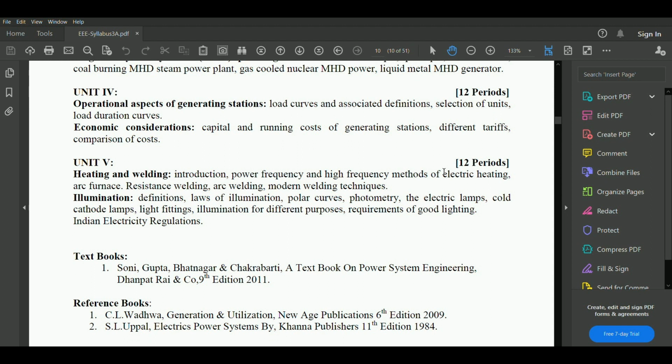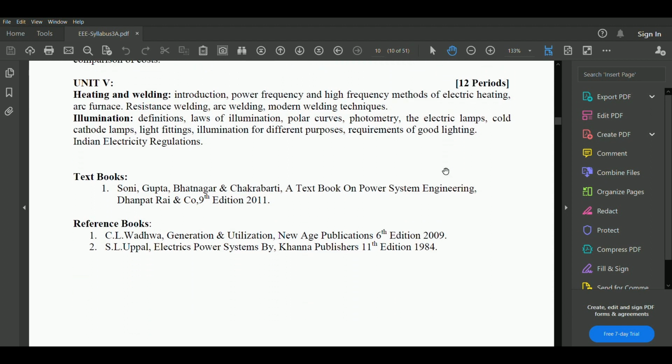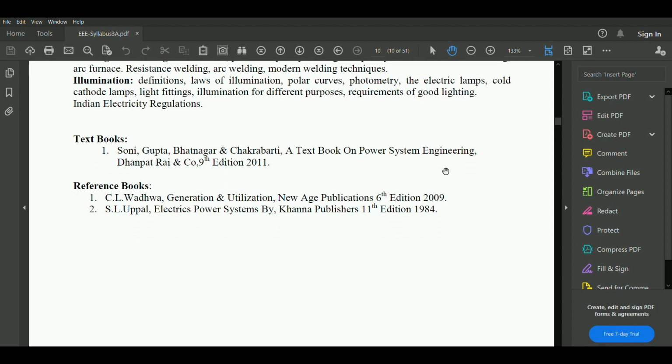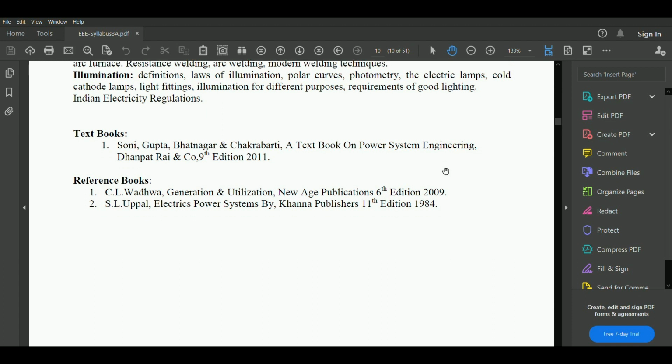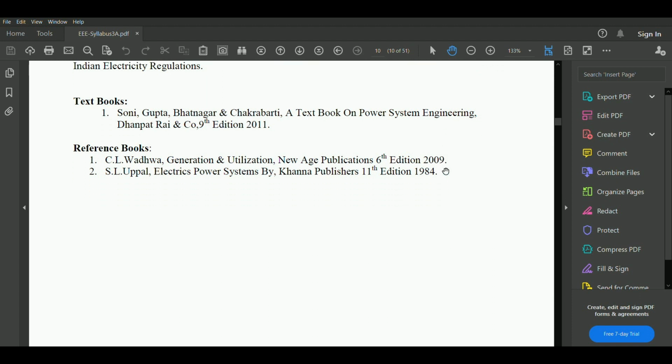Main textbooks to look over for this course are Soni Gupta Bhatnagar and Chakrabarti, a textbook on power system engineering. Publishers are from Dhanpat Rai and Co. And the main content of this video lectures were taken from this book, second book, Sale Vadva, Generation and Utilization, New Age Publications. And another reference book is S.L. Uppal, Electrical Power Systems by Kanna Publishers. So these are the three books I am going to refer you for this course.